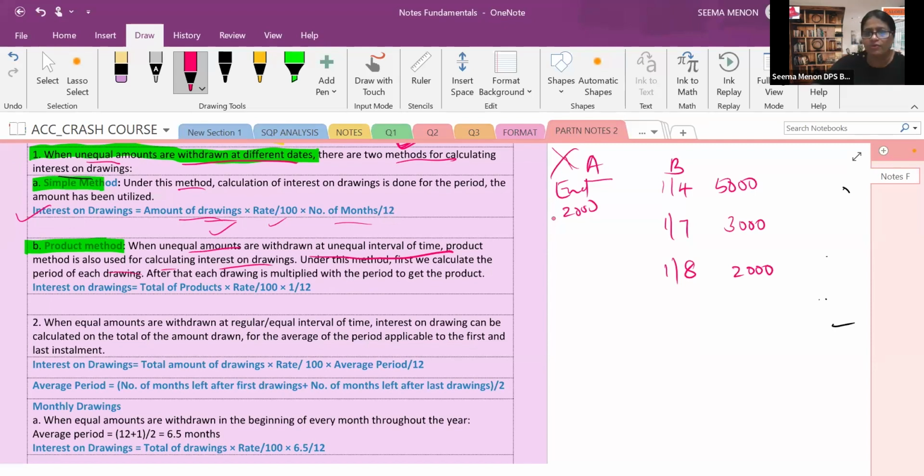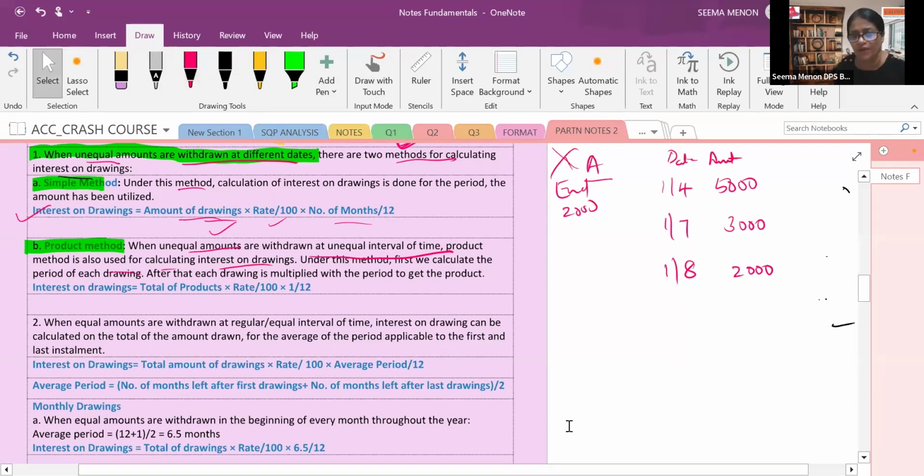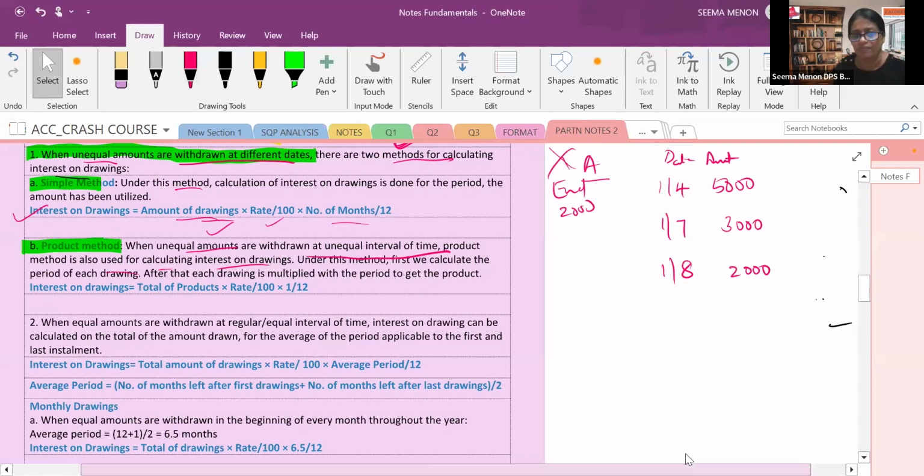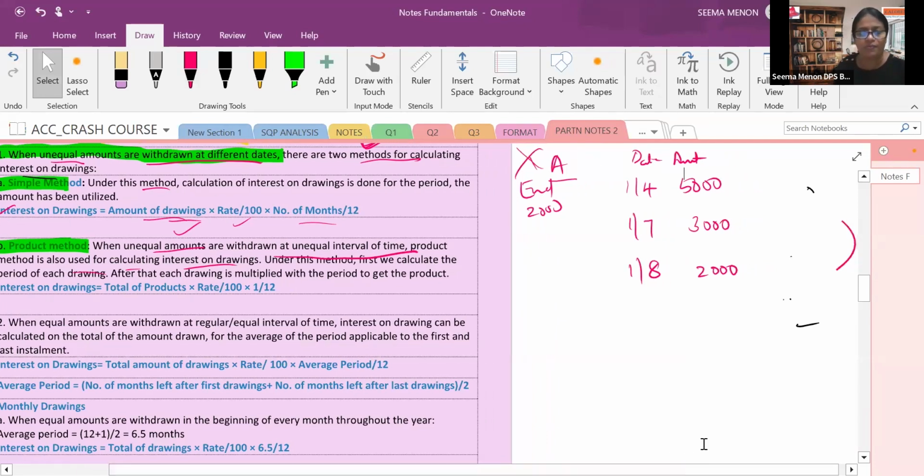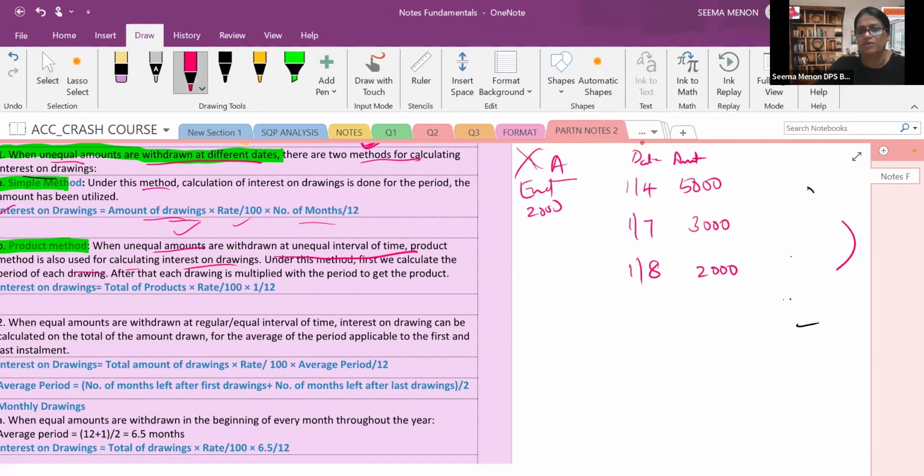Now what will you do? You will take the date column, and after the date column you will take the amount. Now I will remove this B from here for explaining the calculation, okay? Here you can write the date column, and this is your amount. Now you have to give a weightage also.